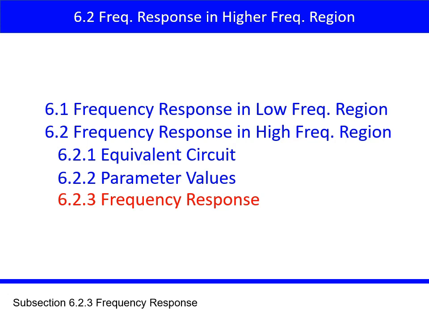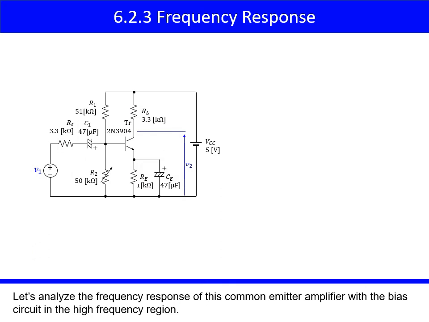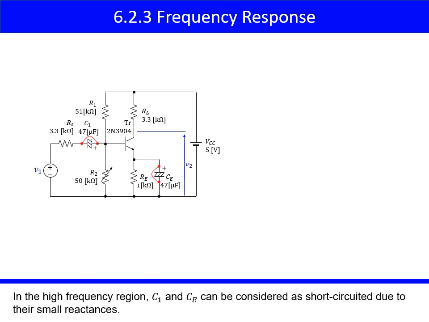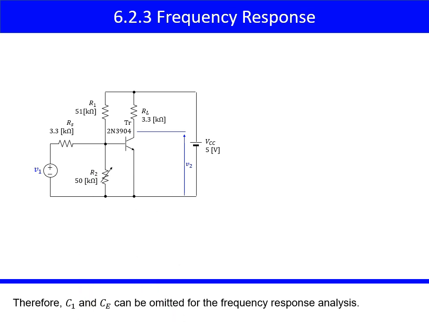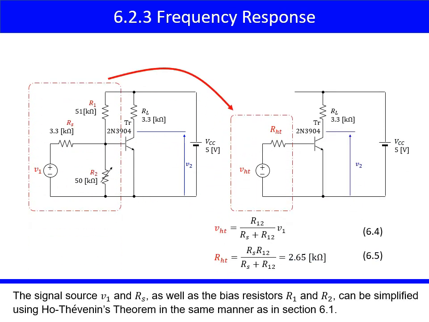Subsection 6.2.3. Frequency response. Let's analyze the frequency response of this common emitter amplifier with the bias circuit, in the high frequency region. In the high frequency region, C1 and CE can be considered as short-circuited, due to their small reactances. Therefore, C1 and CE can be omitted for the frequency response analysis. The signal source V1 and Rs, as well as the bias resistors R1 and R2, can be simplified using Thevenin's theorem, in the same manner as in section 6.1.